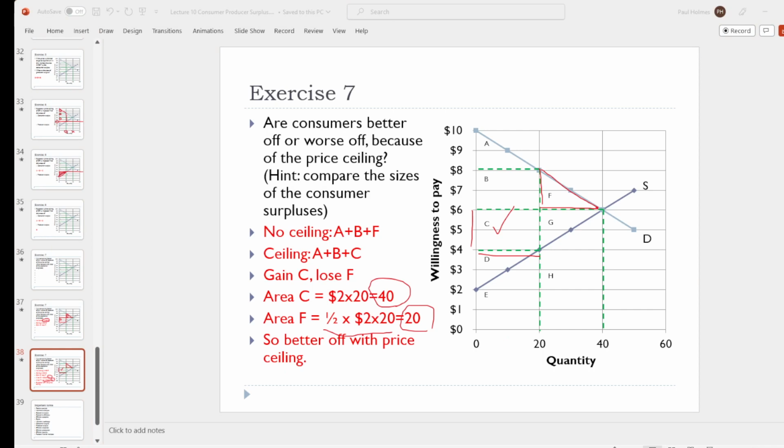Now this might give you some clue as to why governments might implement things like price ceilings. If the consumers are strong enough advocates for themselves and the producers can't manage to advocate for themselves to the government, then those consumers might be able to make the government implement this price ceiling, making the consumers better off. Yes, it's bad for the economy as a whole, but it's good for this particular group, the consumers.